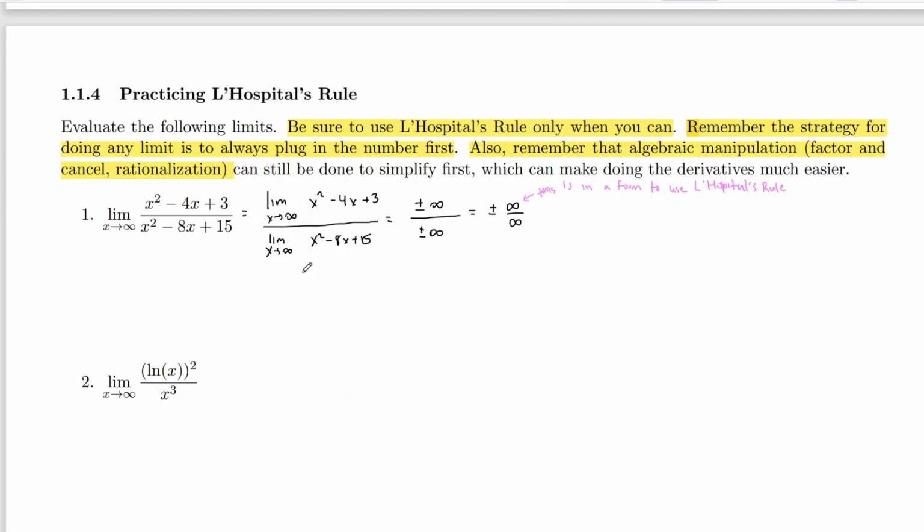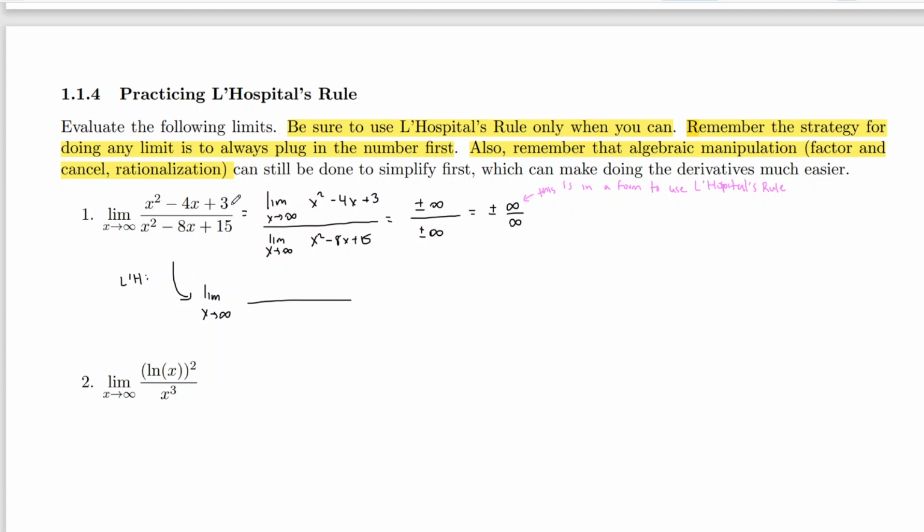So what does it say? L'Hopital's rule says, well, take the original limit. I'm just going to rewrite it. And what I like to do when I do L'Hopital's rule is I like to just use L'H to say I'm going to do L'Hopital's rule. And what it says is we can do the derivative of the top, and the derivative of the bottom separately.